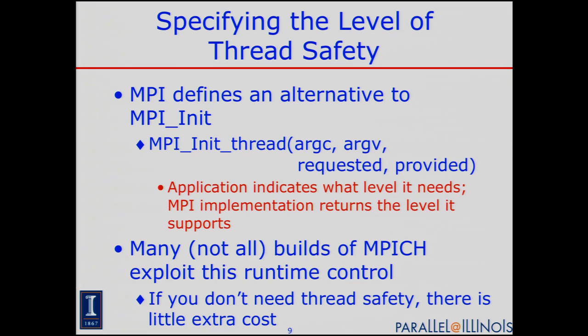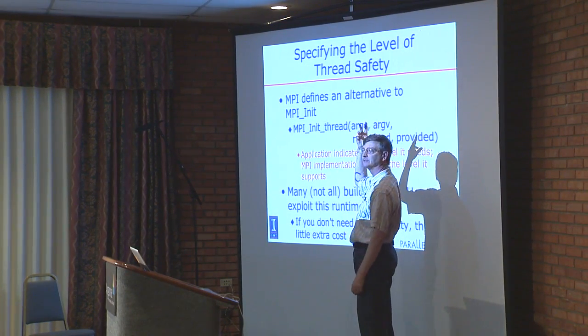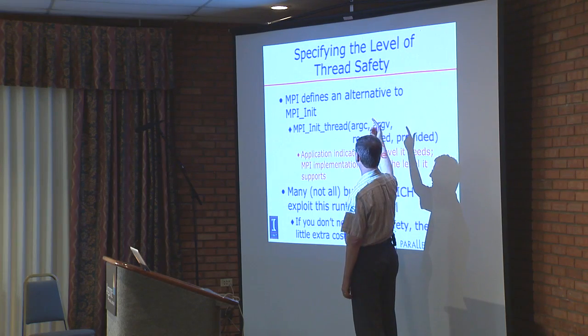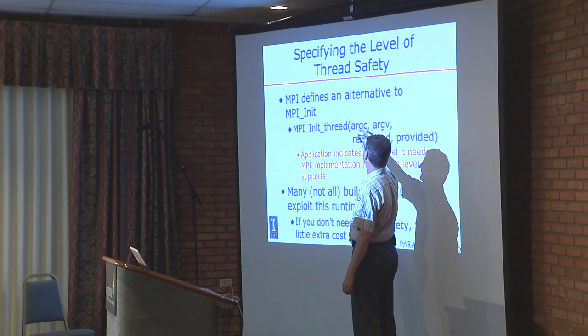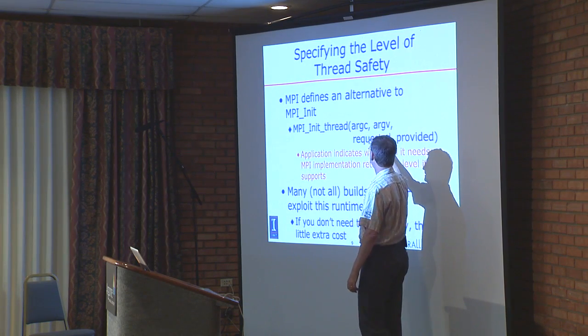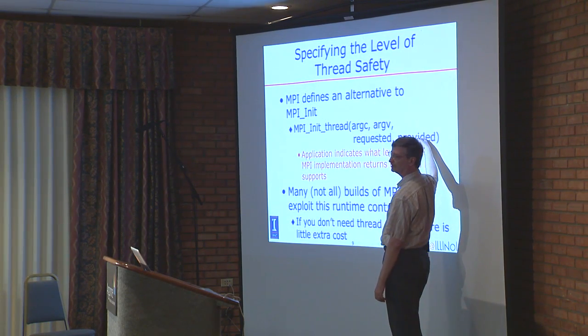Particularly if you want to use thread multiple, or you want to do task parallelism where the different tasks may make MPI calls, you must use MPI_Init_thread. In C it has 4 arguments. In Fortran, it has only 2 more than MPI_Init, which has just the error argument. So it's the same pointers to argc and argv. You say what level of thread safety you want, and you get back what you got.